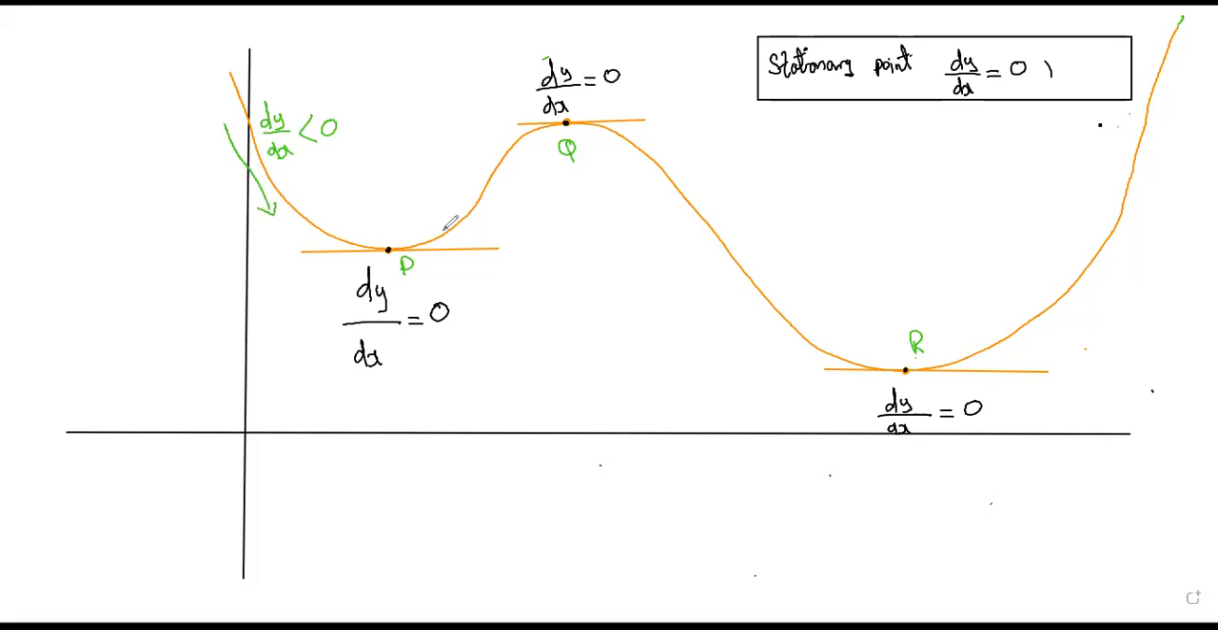What is happening between P and Q? dy by dx is what? It is increasing, so it is positive, greater than 0. Very good, because it is going in the upwards direction. Excellent, Haris. And what is happening between Q and R? Ishal, can you tell me? dy by dx is decreasing, so less than 0. Very, very good. Excellent. So now we know the three cases and we are comfortable with that.